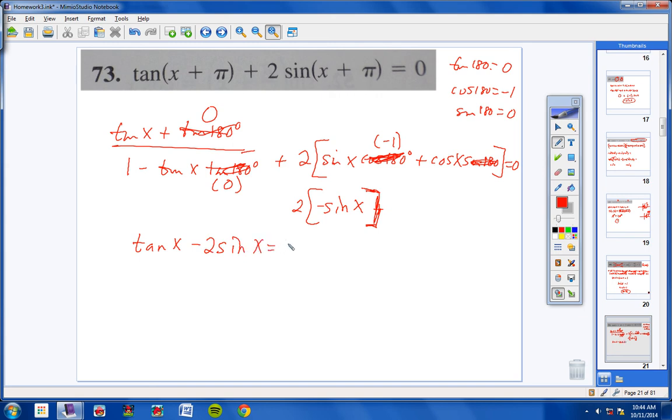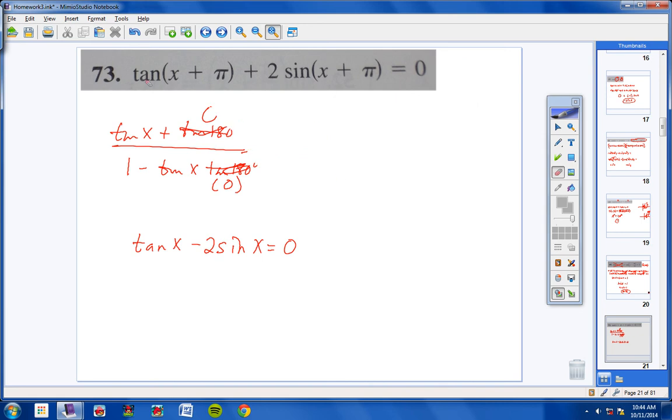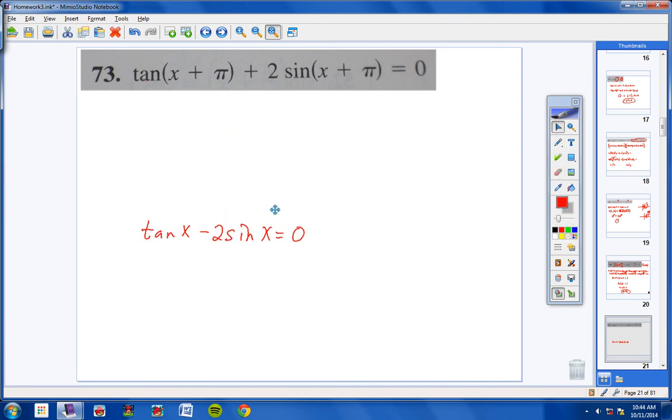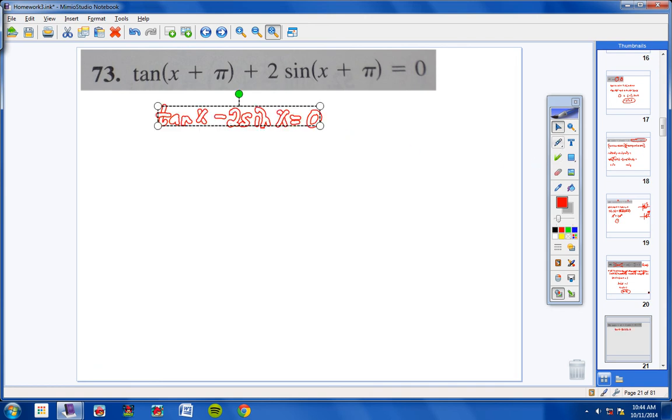equals 0. Now if you need to pause the video and copy that down, feel free to. I'm going to go and erase this to give some more room to work with. But actually what we have now is a trig equation. We've done these before. It's going to take a little bit of work. Remember, when you have two different functions, you have to either substitute one of them out or try to factor. Well, factoring is not going to work. But what I could do is this. For tangent, I could put sine over cosine.